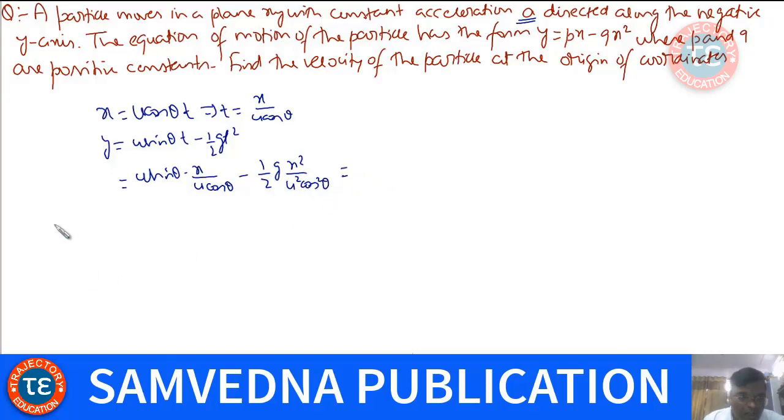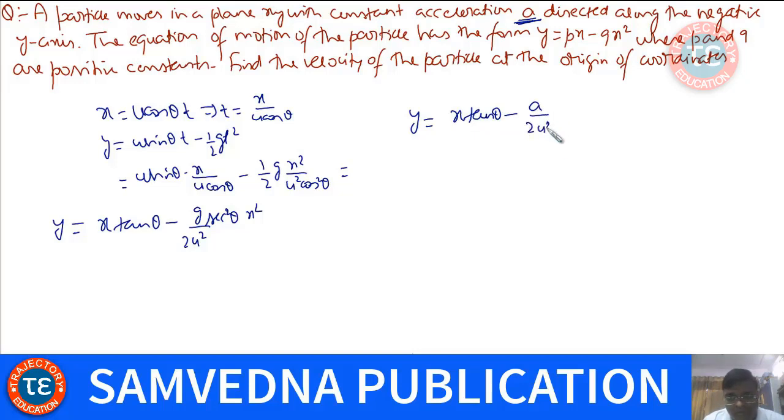So we will get y equals x tan theta minus 1 by 2 g by u square x square. Okay, so if the acceleration is a instead of g, then this equation will turn out to be x tan theta. In place of g, I can put here a, sec square theta, x square.